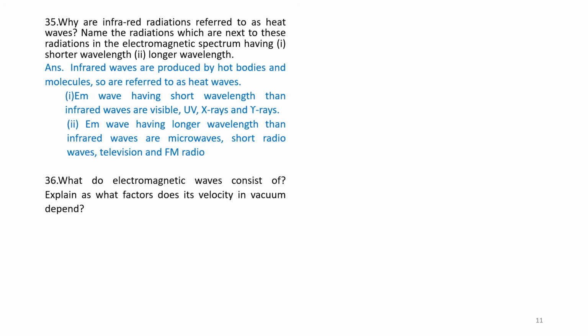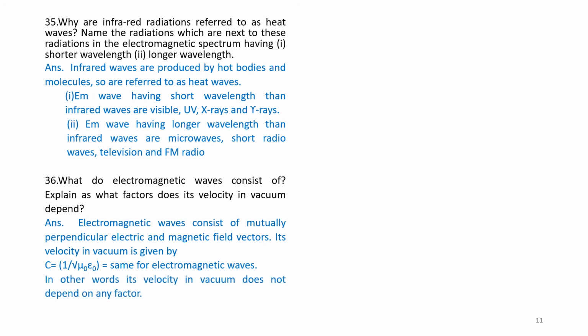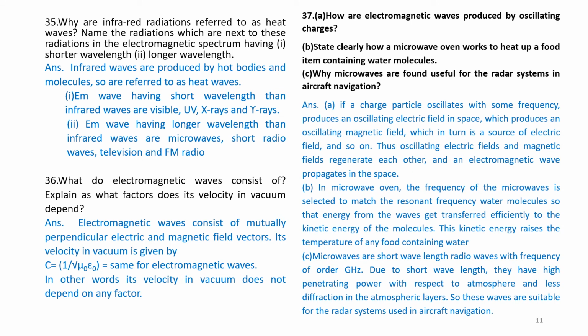Question number 36. What do electromagnetic waves consist of? Explain on what factors its velocity in vacuum depends. Answer. Electromagnetic waves consist of mutually perpendicular electric and magnetic field vectors. Its velocity in vacuum is given by c equals 1 over square root of mu naught epsilon naught, the same for all electromagnetic waves. In other words, its velocity in vacuum does not depend on any factor.